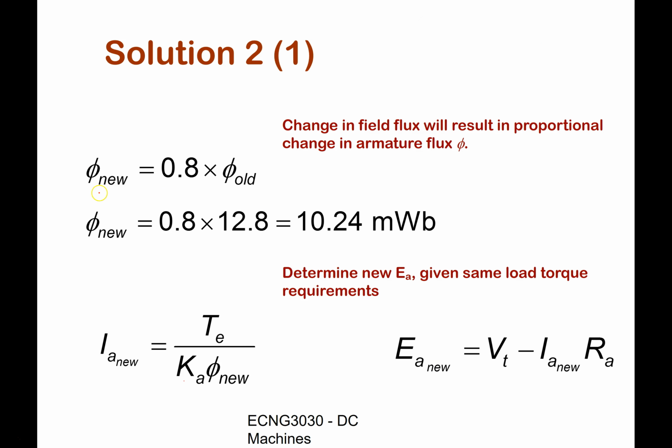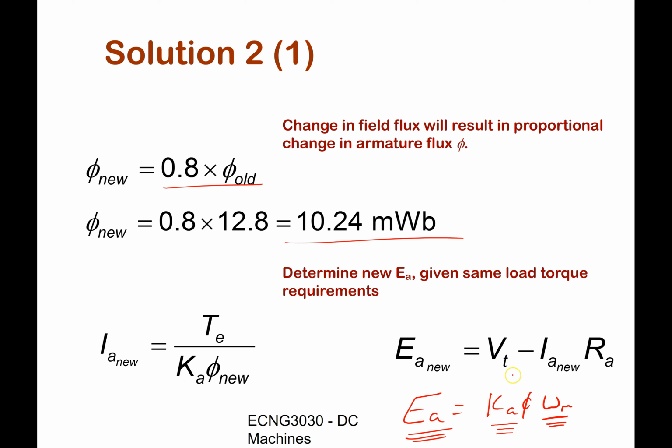So we know that the new phi is 0.8 times the old phi, which is 10.24 milliwebers. Now I'm going to put down some equations here for you. If eventually we want to find omega, which is the new speed, I know EA is equal to K phi by omega. So this is what I want to find. In order to find that, I have to find the new EA and the new K phi omega.